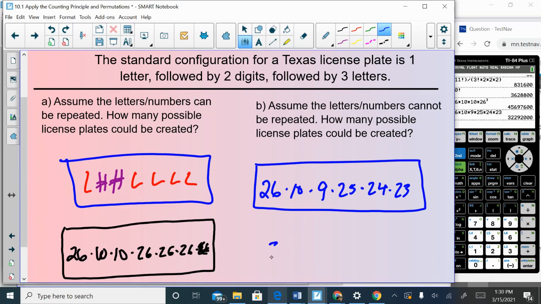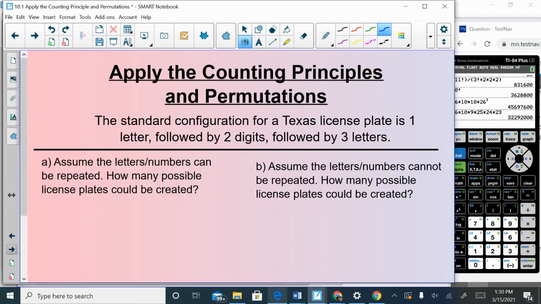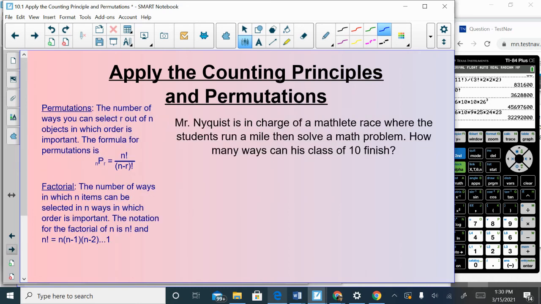So there's actually 32,292,000 ways that we could write license plates if the letters and numbers could not be repeated. So I could make an infinite number of problems this same way by just changing the scenario, but that should give you a good idea how to do license plate problems.